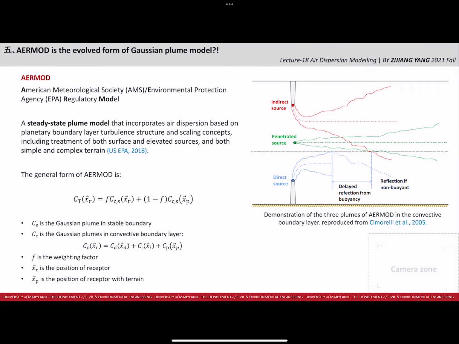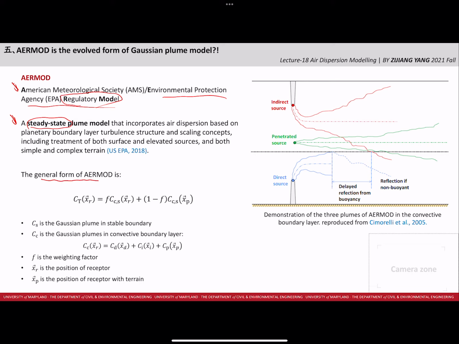So what is AERMOD? The full name of AERMOD is American Meteorological Society Environmental Protection Agency Regulatory Model. So the keyword is regulatory model. So the government or the consultant company, they will use this model. So here is the full description of AERMOD. I'm not going to read that, but we need to know that it is a steady state plume model. So it means the meteorological conditions will not change with time.